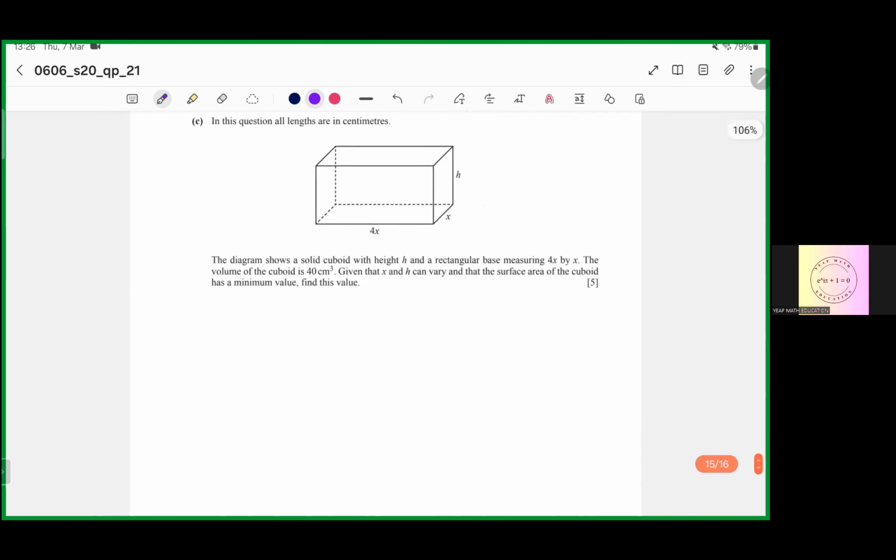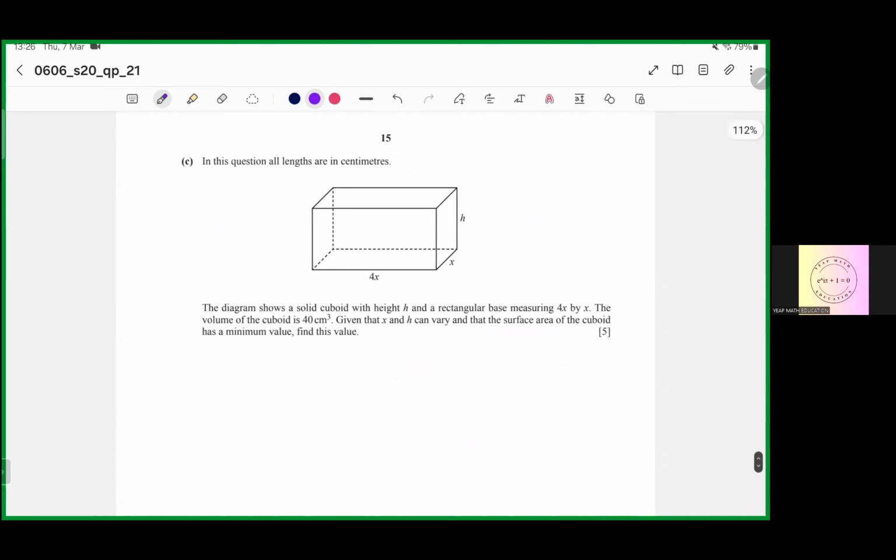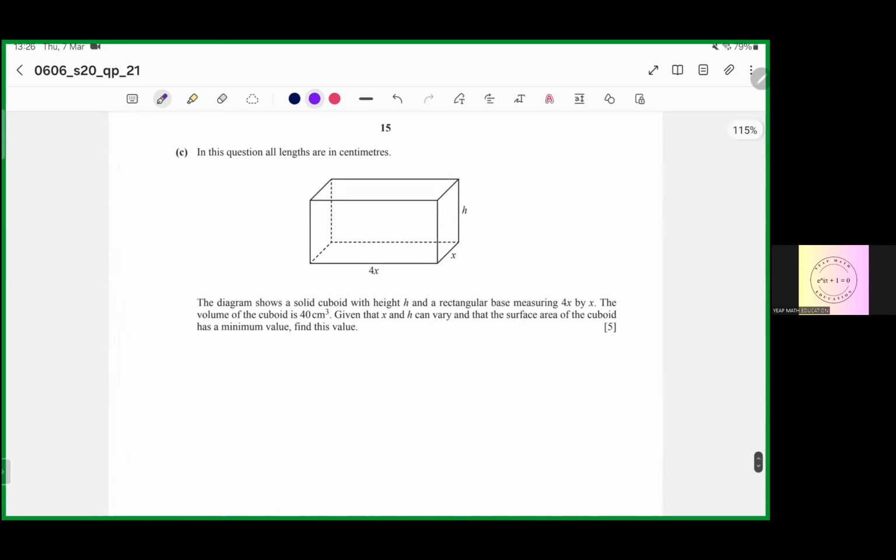Okay, now we look at question C. Question C is actually a practical maximum and minimum problem. In this question, all the lengths are in centimeters. So here is 4x, x, and h. The diagram shows a solid cuboid with height h and a rectangular base measuring 4x by x. The volume of the cuboid is 40 cm cube. Given that x and h can vary and that the surface area of the cuboid has a minimum value, find this value.